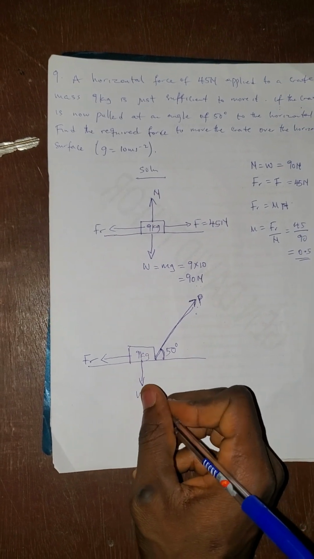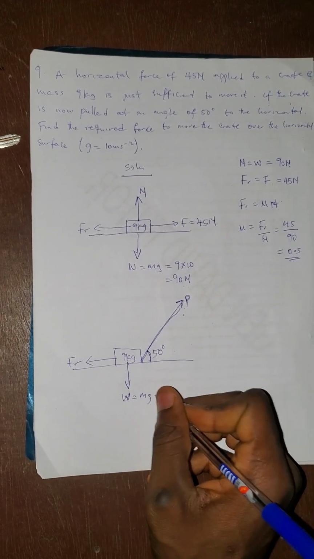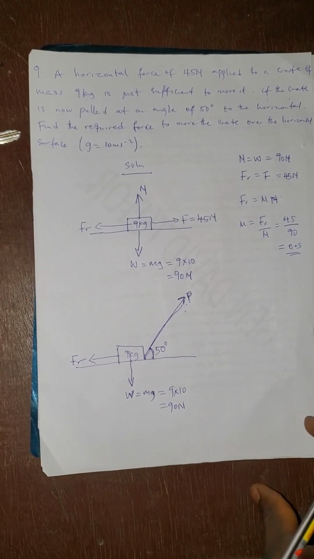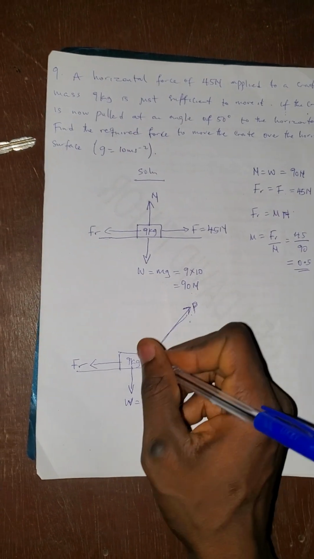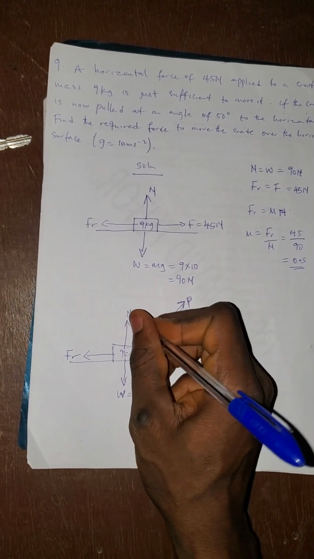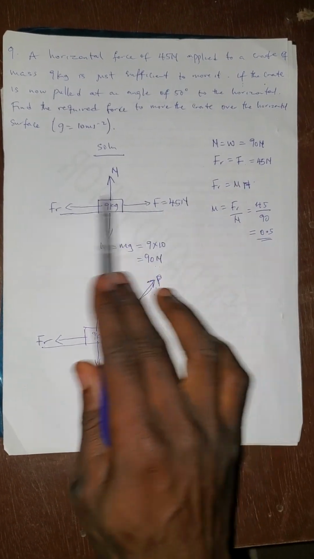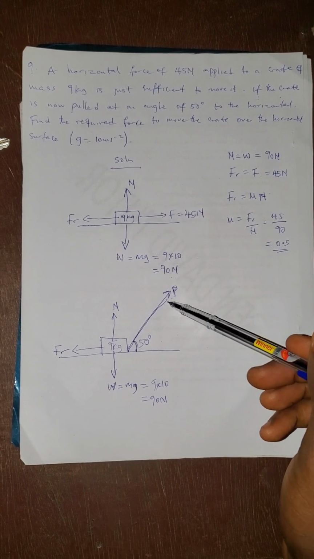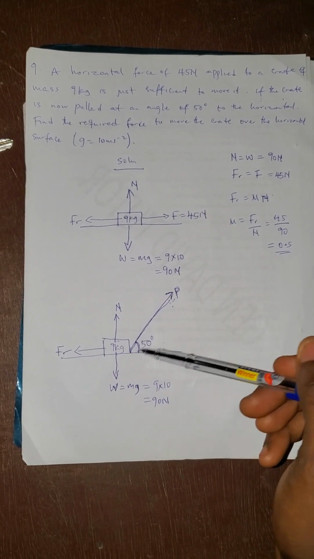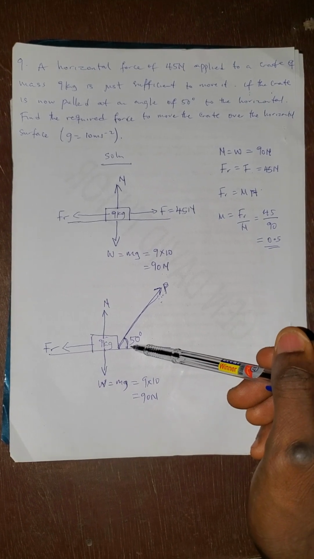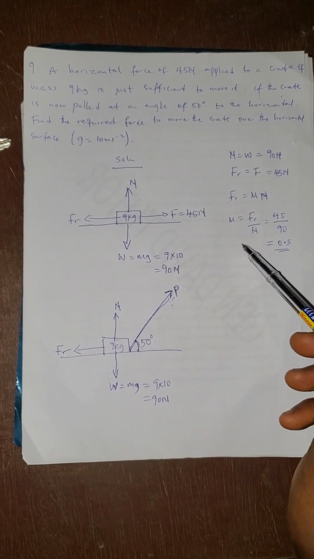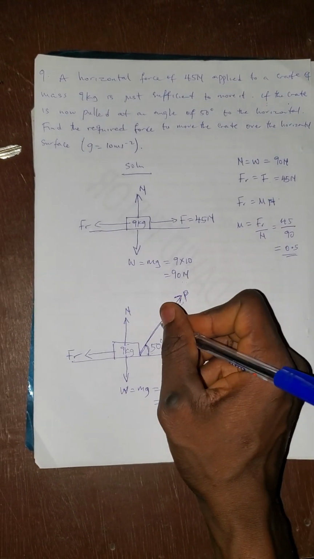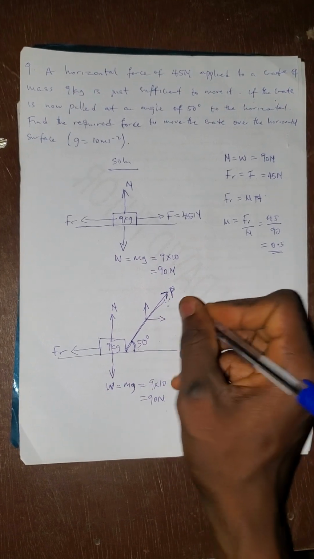The weight of the object will still remain the same, which is mg, that's 9 times 10, which is still equal to 90 Newton. And the normal reaction will also be there. The only thing that will change is that the frictional force will not be equal to the applied force again, because the applied force now has an angle. So we have to resolve this applied force into vertical and horizontal.